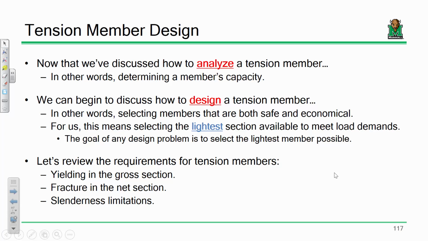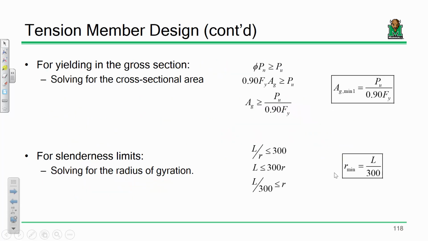And so I want to look at how we would design. Now, design means selecting a member. What do I mean by that? Let's take a look at yielding in the gross section. What is our fundamental limit state expression? Our fundamental limit state expression says our factored resistance must be greater than or equal to our factored loads, right? In other words, maybe, I didn't put this up here on the slide, but that's an expression for factored loads.